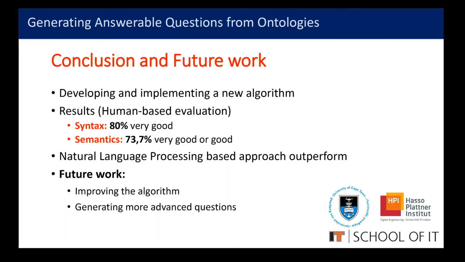The generated questions from 3 ontologies in different domains were deemed for 80% to have very good syntactic quality and 73.7% very good or good semantic quality. The results also indicated good prospects of generalizability of the proposed solution to ontologies in other subject domains.